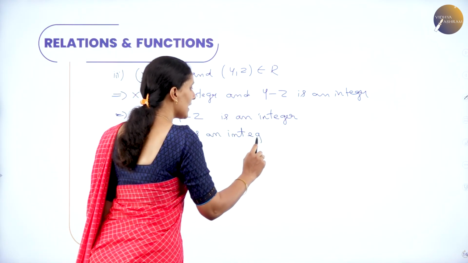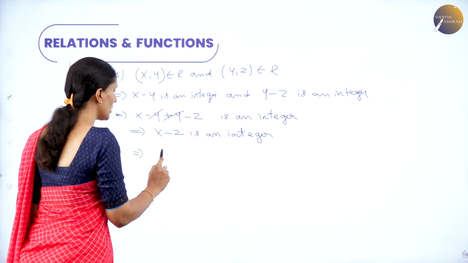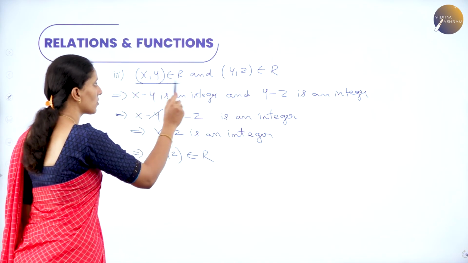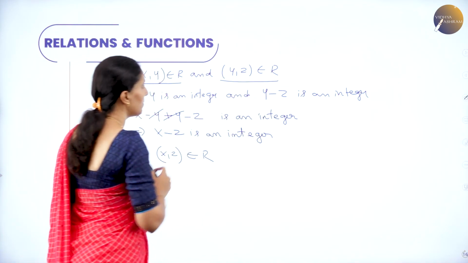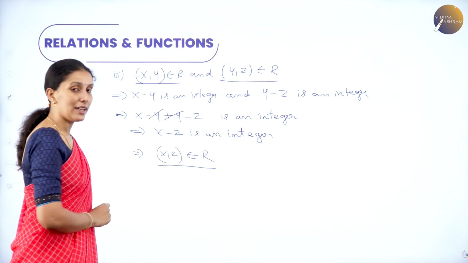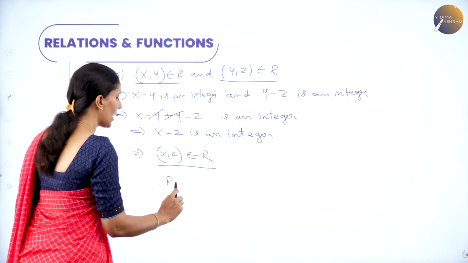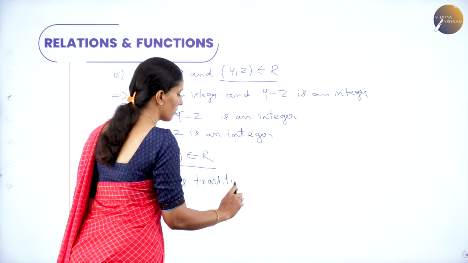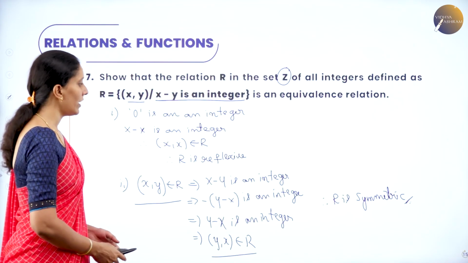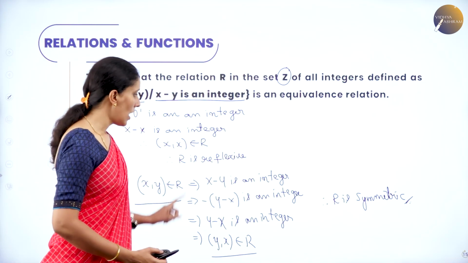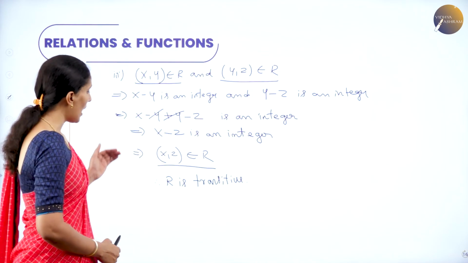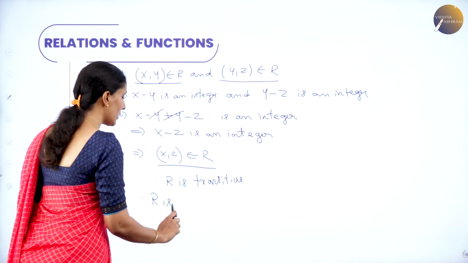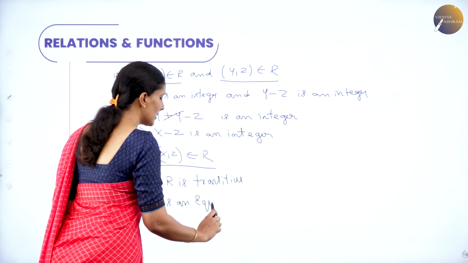If x minus z is an integer, then it should be in the relation, that is (x, z) must belong to R. So for (x, y) belongs to R and (y, z) belongs to R, we have (x, z) belongs to R. Therefore, what can we conclude? R is transitive. So we have R is a reflexive relation, R is a symmetric relation and R is transitive also. Therefore R is an equivalence relation.